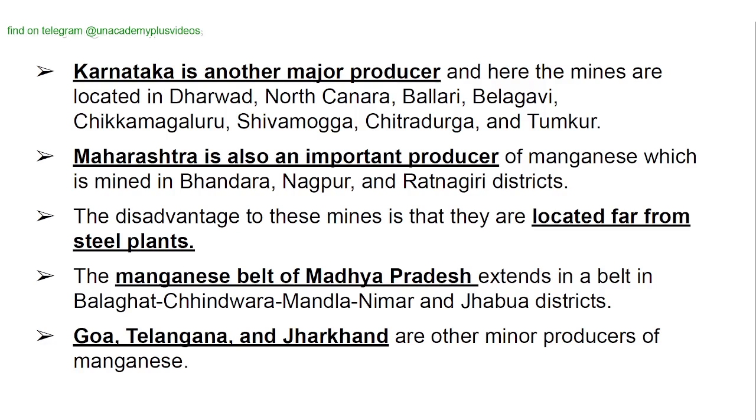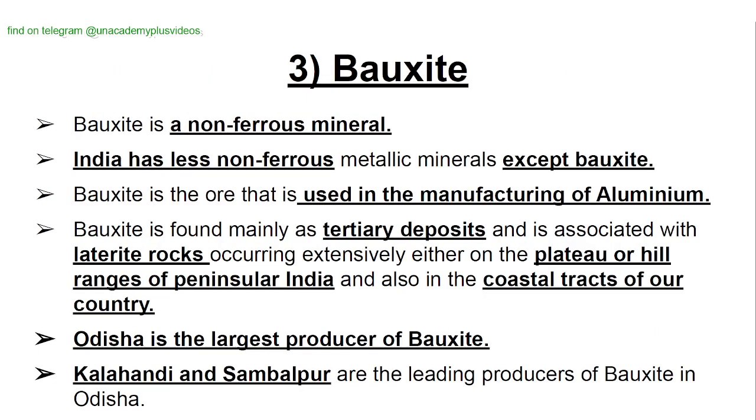Maharashtra is also an important producer of manganese, which is mined in Bhandara, Nagpur, and Ratnagiri districts. The disadvantage to these mines is that they are located far from steel plants. The manganese belt of Madhya Pradesh extends in a belt in Balaghat, Chhindwara, Mandla, Nimar, and Jhabua districts. Goa, Telangana, and Jharkhand are other minor producers of manganese.